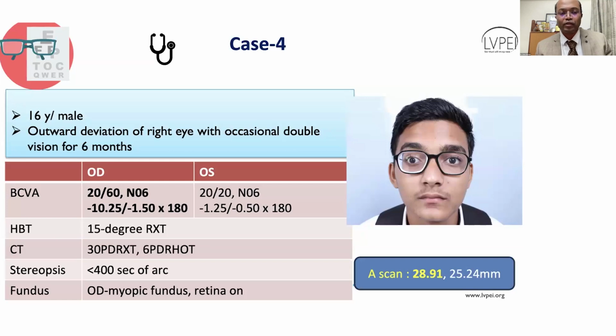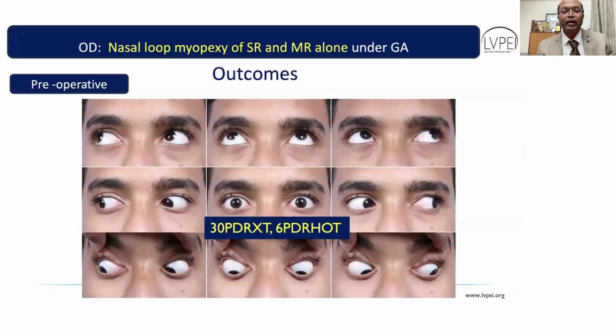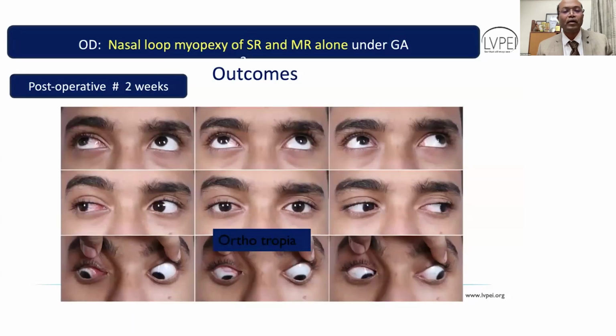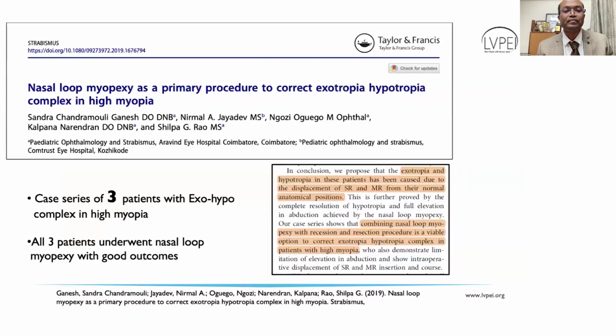As you can appreciate in this particular patient, where he had -10 diopter myopia with a little smaller axial length compared to the previous 3 cases. And he had exotropia of 30 prism diopter and 6 prism diopter of RHT, where I did the nasal loop myopexy alone and you can appreciate at day 1 he's orthotropic. At 2 weeks he had his eyes almost straight with a very good motility.